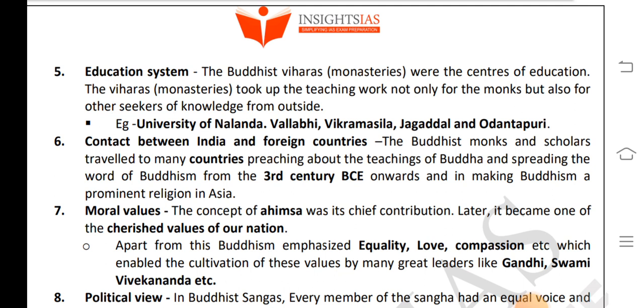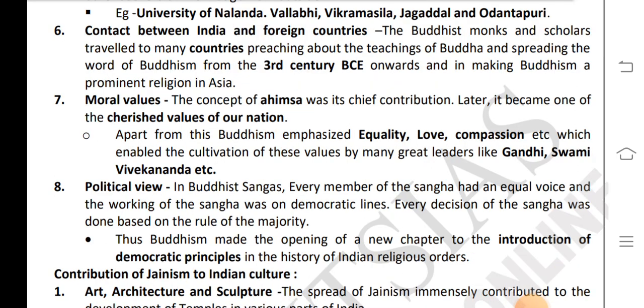Contact between India and the foreign countries. Buddhist monks and scholars traveled to many countries, preaching the teachings of Buddha and spreading Buddhism, and from the 3rd century BCE onward, making Buddhism a prominent religion in Asia.